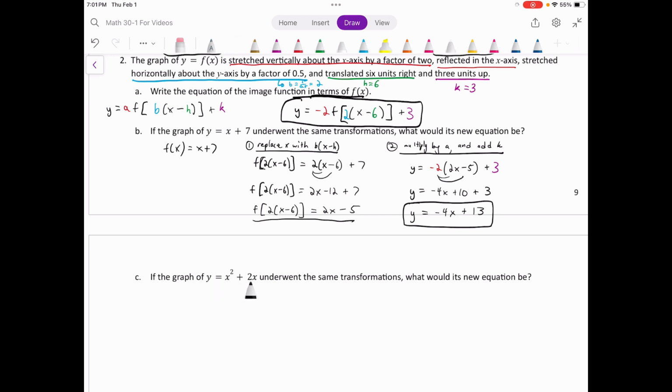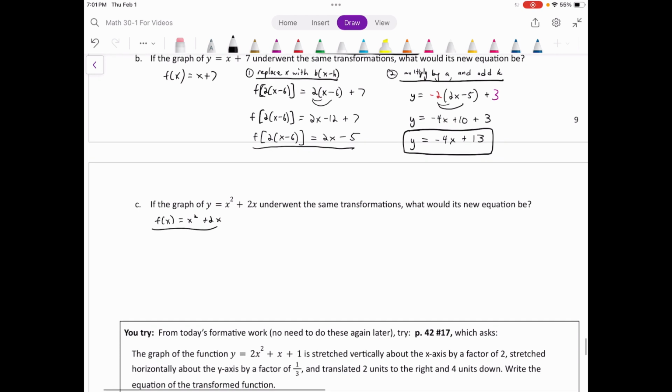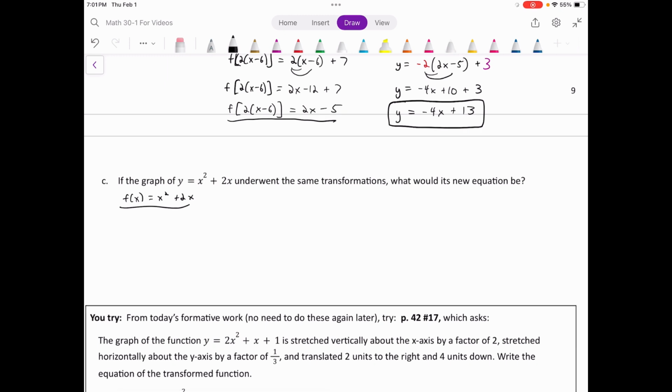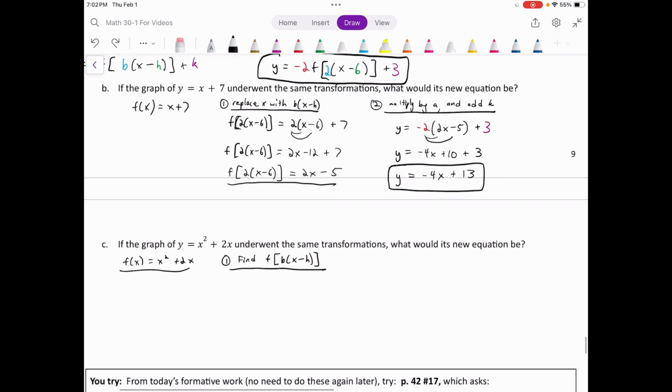Still the same idea, right? We found in general how to transform any function, and now it's just saying, all right, well, do it to this function. So our f of x now is x squared plus 2x. Again, I like to split it up into those two steps. You definitely don't have to always, but especially with ones where we're squaring stuff, it can get a little hard to keep track of. So I like to first find f of bx minus h, which is exactly what it sounds like. It's f of x, but you replace x with bx minus h. So first find this, so that then we can multiply it by negative 2 and add 3.